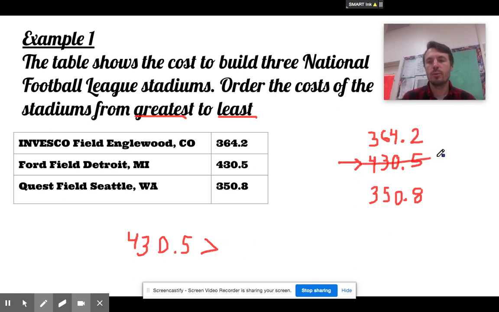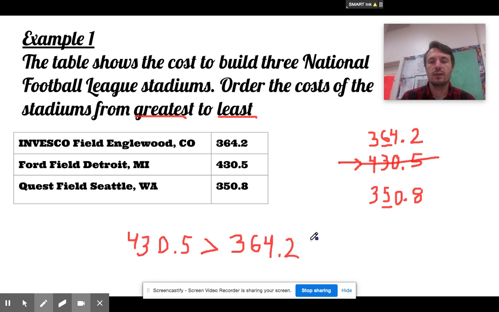Okay, so we're done with that one. Now we're comparing these two numbers. They both have a 3 in the hundreds place. This one has a 6 in the tens place, and this one has a 5. That's as far as we need to go. Moving over from the left to the right, once we find a larger number, we don't have to keep looking. So 364 and 2/10 is the second largest number.